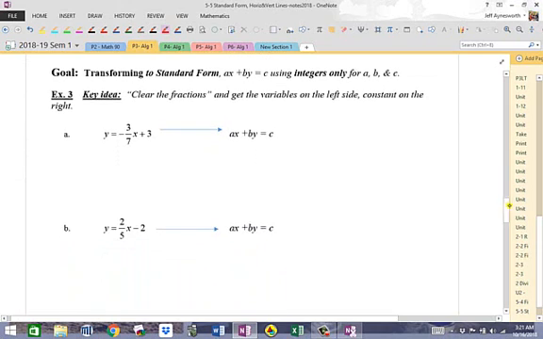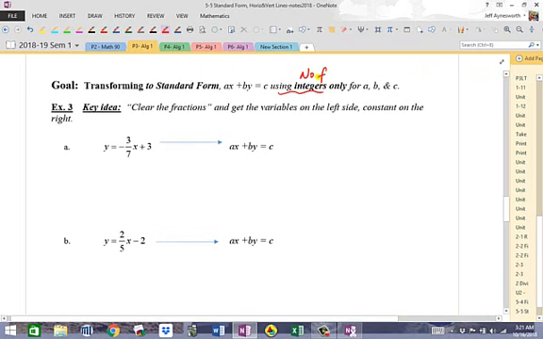Now, the second goal in the lesson is to transform any equation into standard form, using integers only for a, b, and c. And notice that here, the coefficient of x, which is a, is not an integer. It's a fraction. So when I say using integers, I'm saying no fractions. So the key idea on this one is we have to learn how to clear the fractions. So how in the world do you do that? And what does that mean?